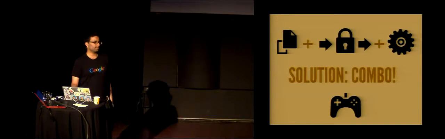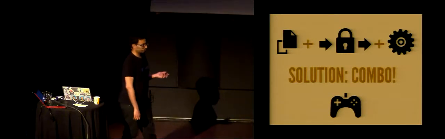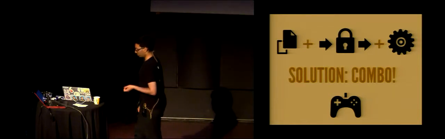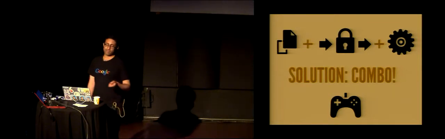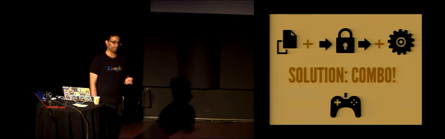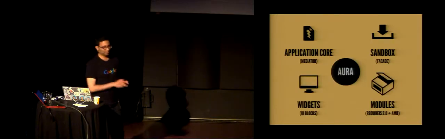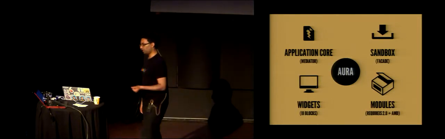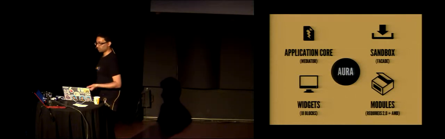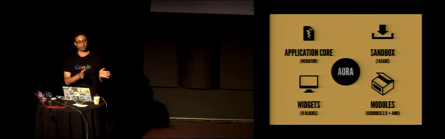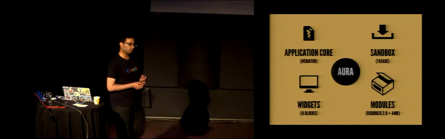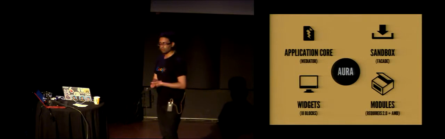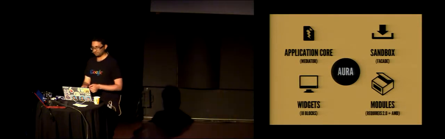So the idea that I'm going to show you is a combination. I'm going to show you Backbone Aura, which is a new layer on top of Backbone.js, which helps you build scalable applications. Right. So there are 4 parts to Backbone Aura. There's an application core powered by the Mediator pattern. There's a sandbox powered by the Facade pattern, widgets, which are specific UI blocks, and modules, which are powered by Require.js 2.0, which has yet to be released, but it's sort of stable at the moment, and modules powered by AMD.